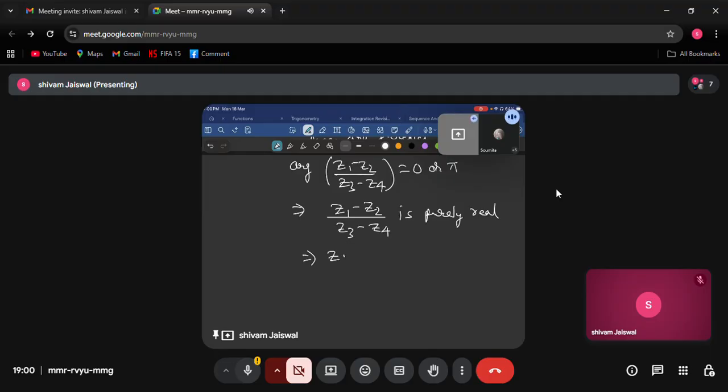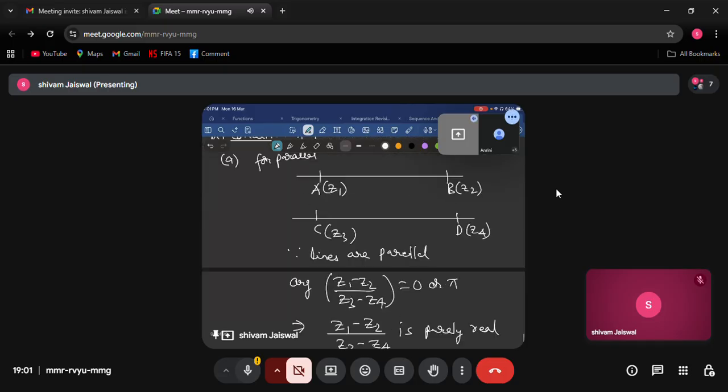Tell me, everyone. If complex number Z is purely real, what can you say about this complex number? What is the relationship between the complex number and its conjugate? Z and Z bar will be equal to each other. So Z1 minus Z2 upon Z3 minus Z4 will be equal to Z1 bar minus Z2 bar upon Z3 bar minus Z4 bar. Remember.